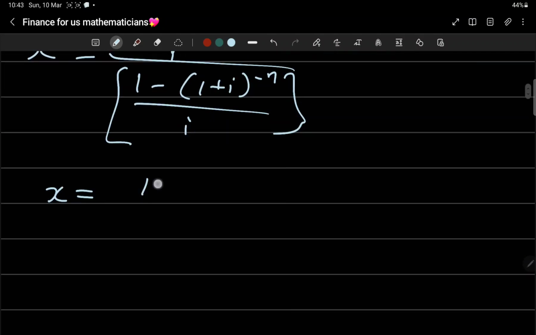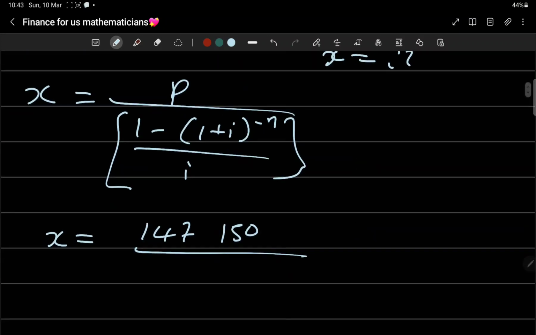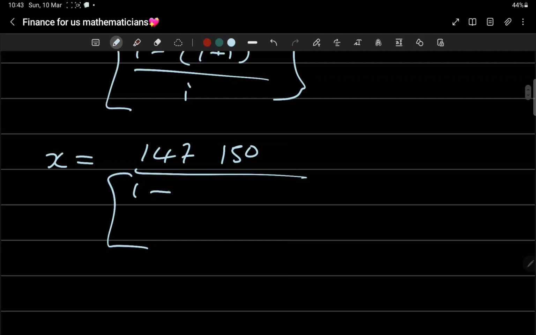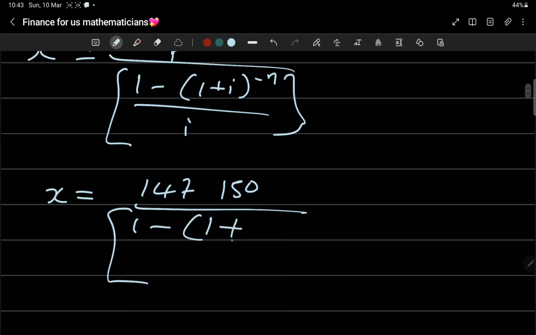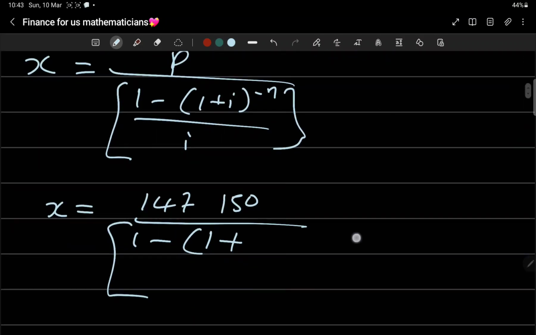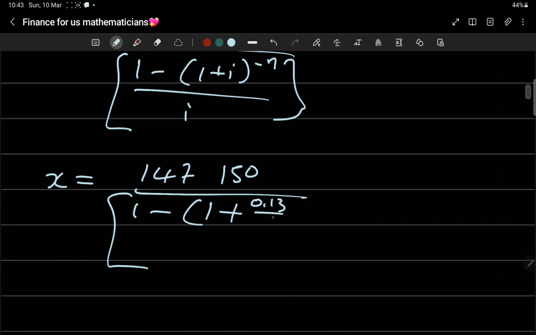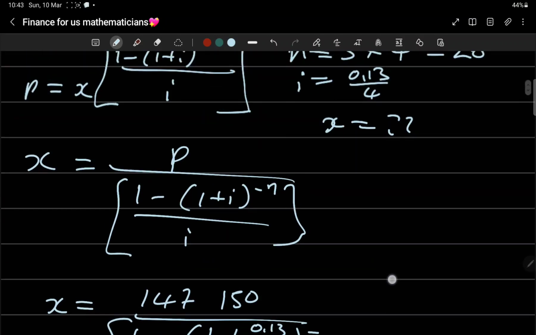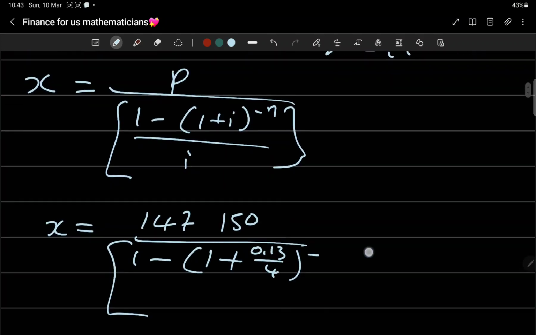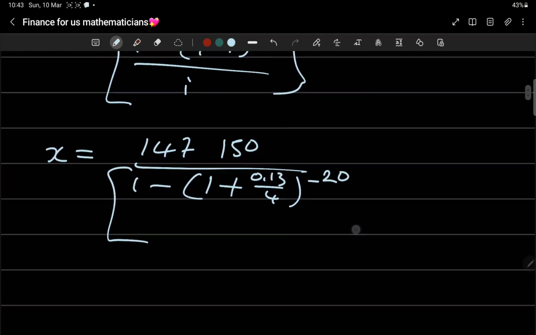147,150. 1 minus 1 plus I, 0.13 over 4, to the negative 20, over... Don't make a mistake and leave out the negative because it affects the answer a lot. Big time. Over 4.